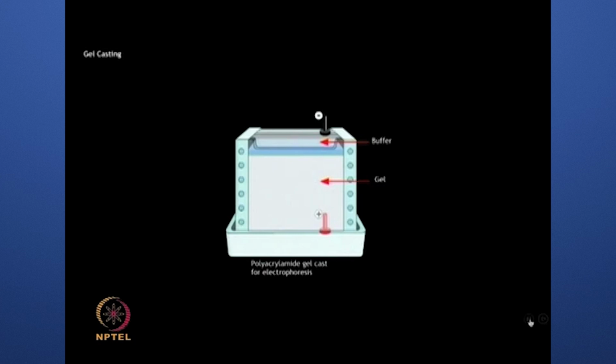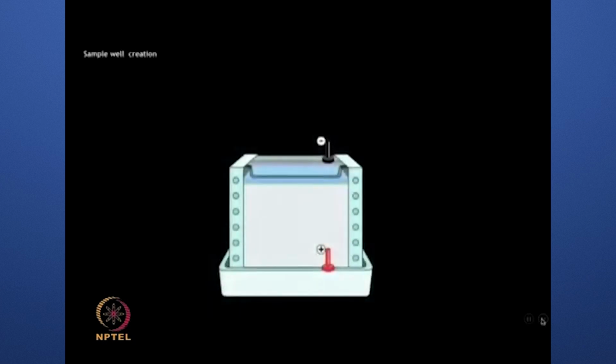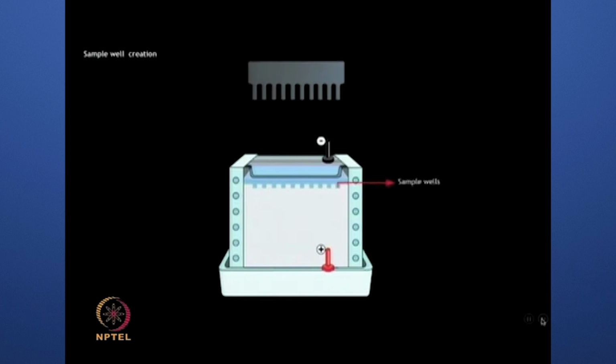The molecular dimensions of the pores can be controlled by varying the amount of N,N'-methylene bisacrylamide. Once the solution is poured, then sample wells can be created. The sample wells of uniform size, shape and separation are made using a comb which is placed in the gel as soon as it has been poured. After the gel has polymerized, the comb can be removed to provide a gel ready for the process.